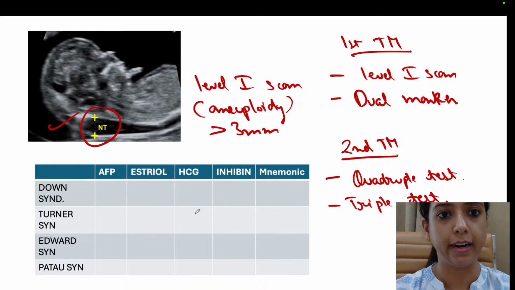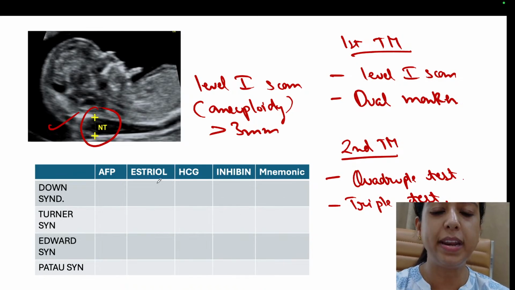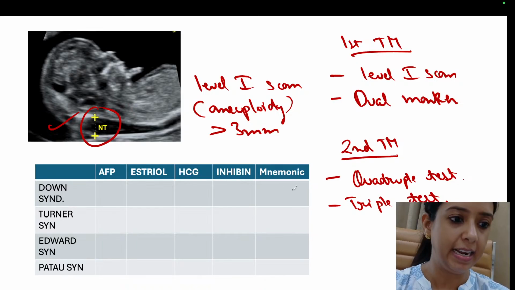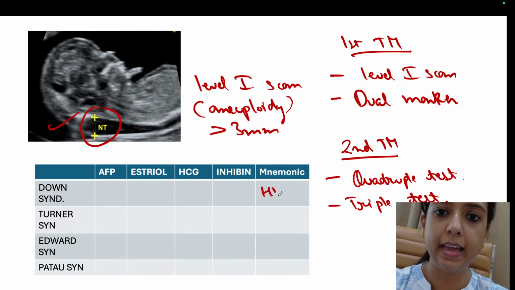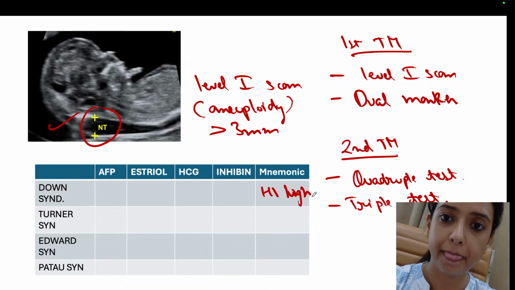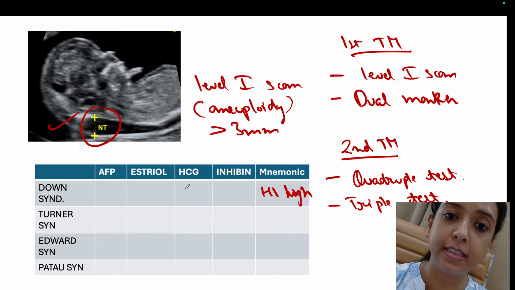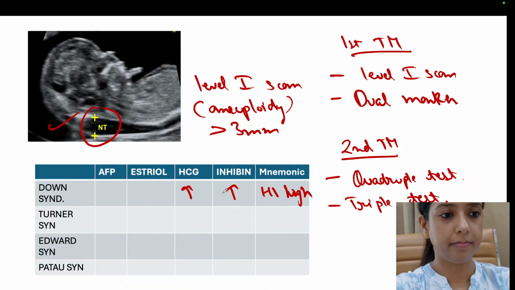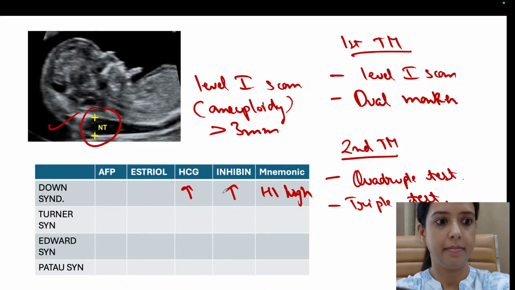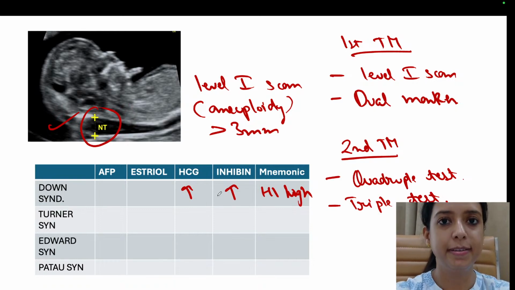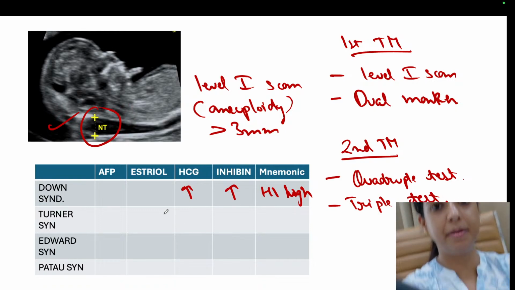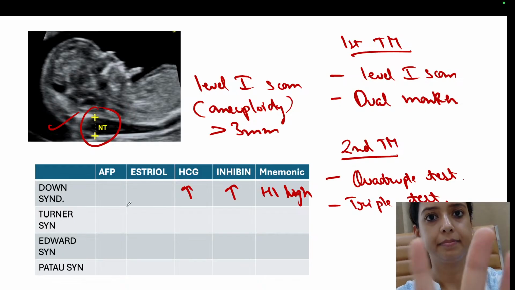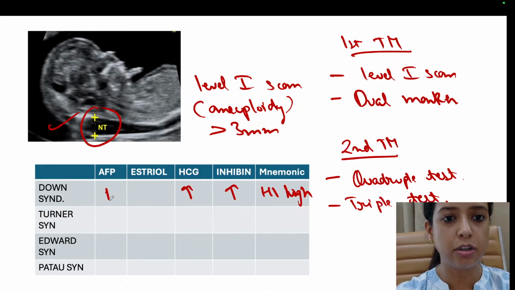So I have a mnemonic for that. What happens in Down syndrome? To the various markers, what happens in Down syndrome? In Down syndrome, remember, high is high. High is high, means hCG is high, inhibin is high, and the rest two are falling.